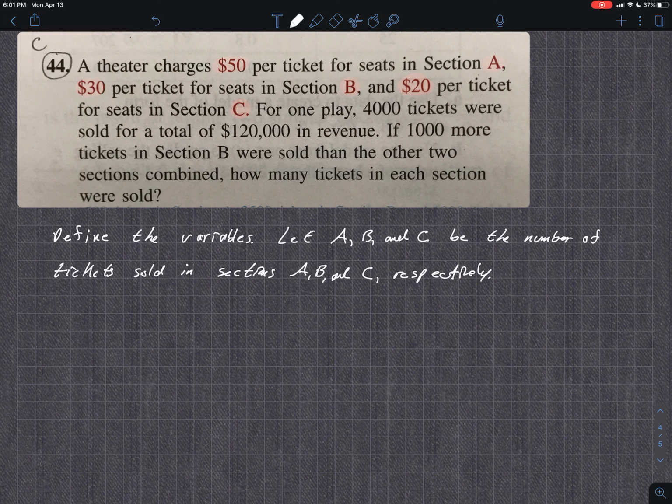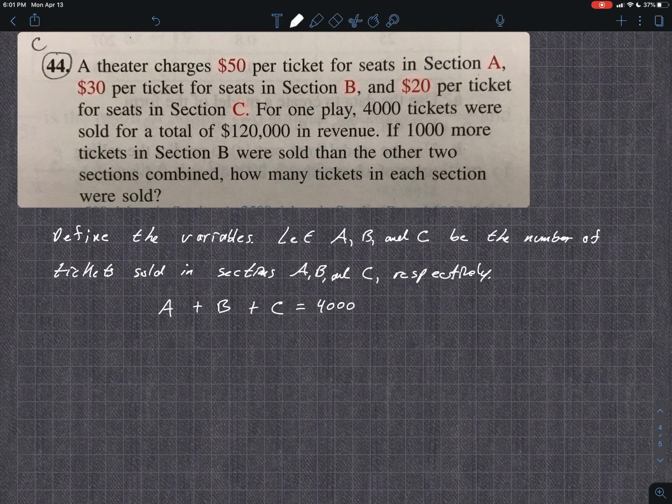So if they're the number of tickets sold, then we know that the number of tickets total was 4,000. So A plus B, the number of tickets in A plus the number of tickets in B plus the number of tickets in C must equal 4,000. So that's your first equation.